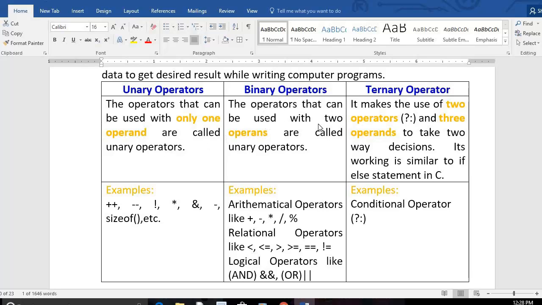The operators that can be used with 2 operands: 10 plus 2, 10 minus 2, 10 into 2, 10 by 2, 10 mod 2, 10 less than 2, 10 less than equals to 2, 10 greater than 2, 10 greater than equals to 2, 10 equals to 2, 10 not equals to 2. We are using 2 values. All arithmetical operators are binary operators. Binary means 2, we need 2 values. The operators that make use of 2 operands are called binary operators.